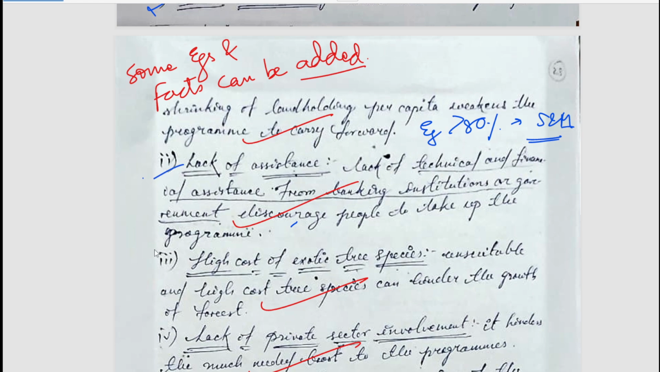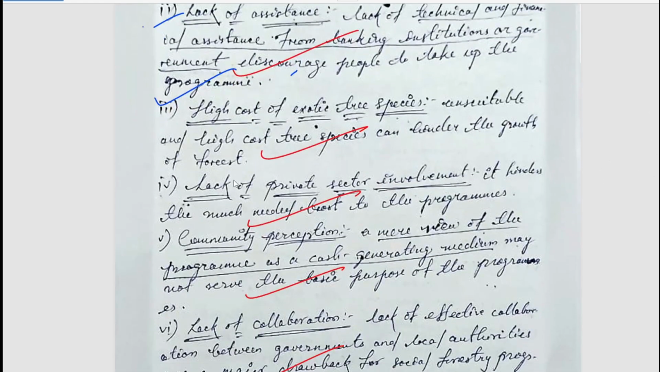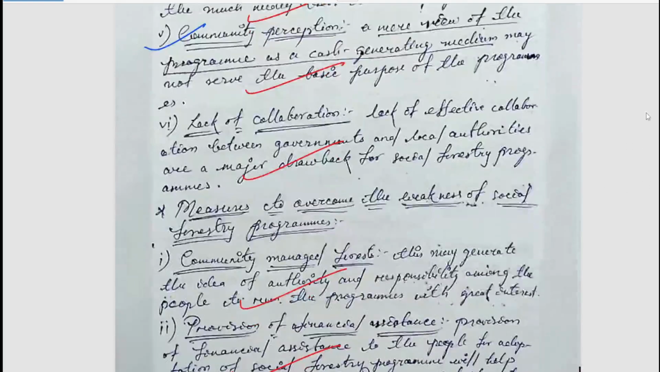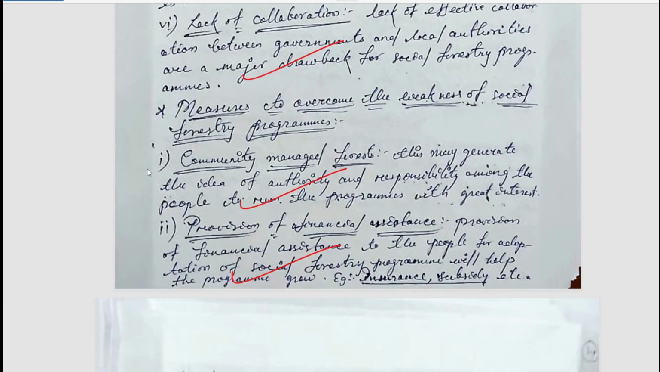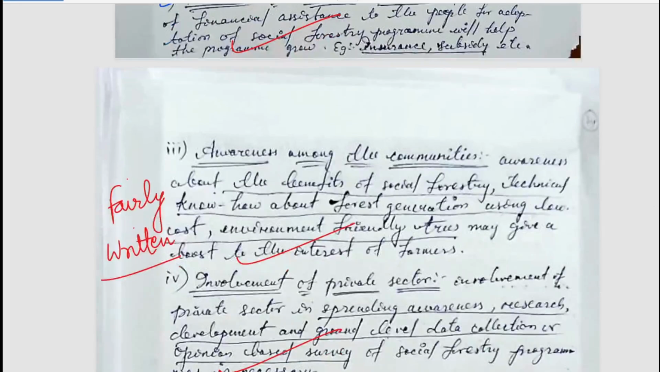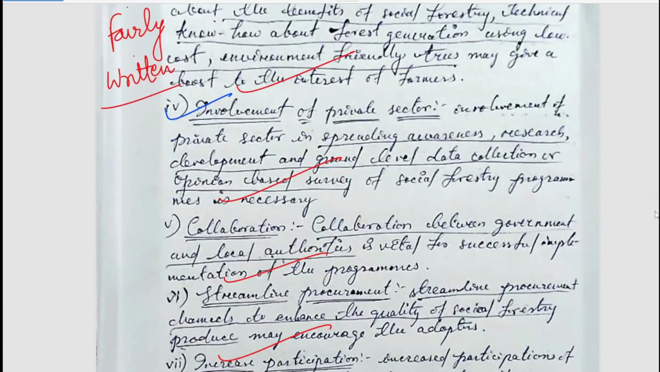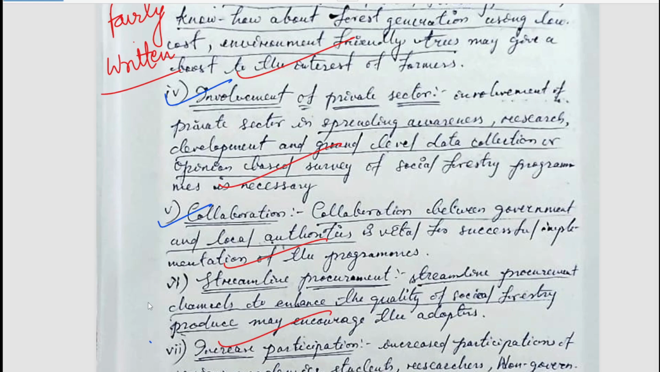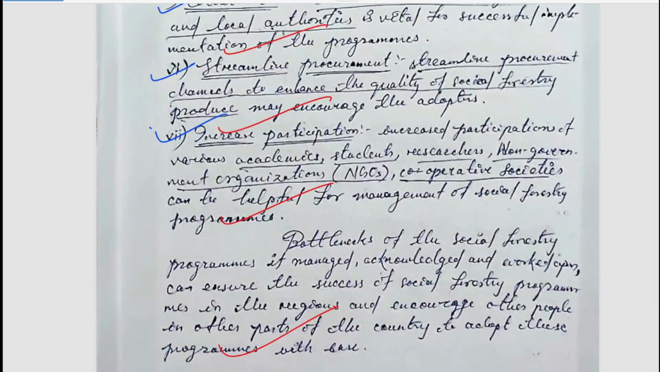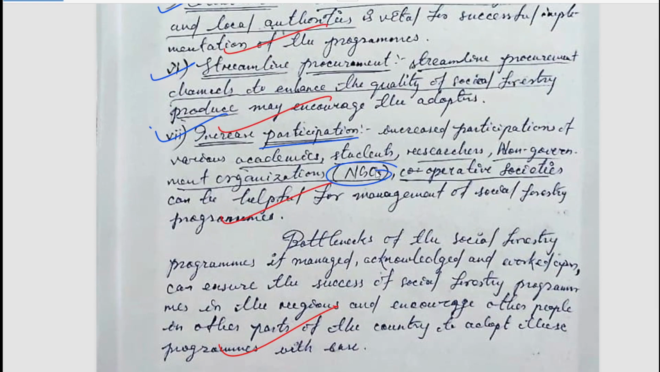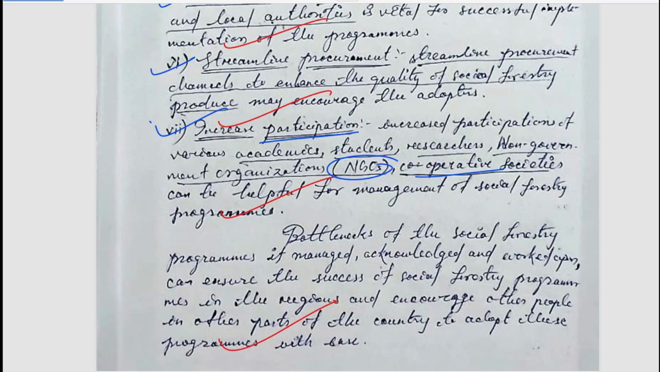Lack of assistance, high cost of exotic tree species, lack of private sector investment, community perceptions, all these things are the problems. What measures can be taken? We can develop community managed forests, provisions for financial assistance, awareness among the communities, involvement of private sectors, all these things can be done. Collaboration, streamline procurement, increase participation through the help of NGOs, cooperative societies, all these things. So very well written points and well concluded.